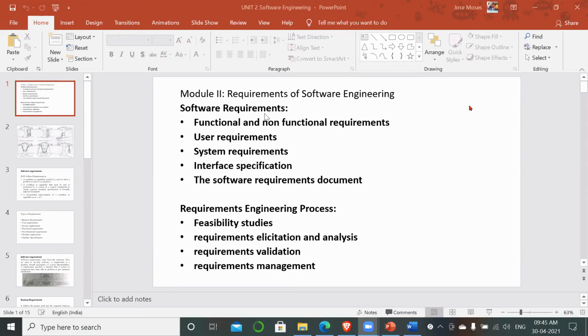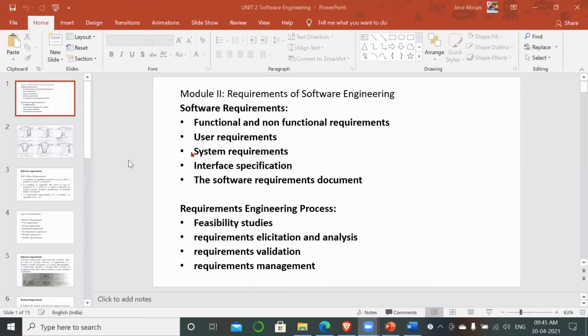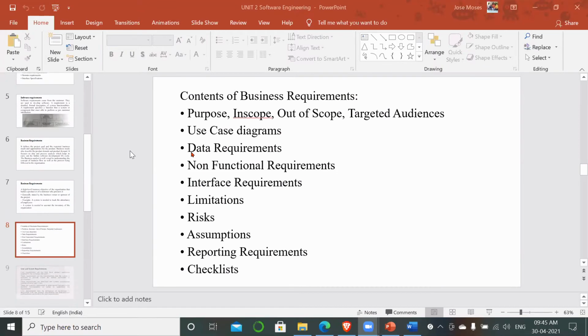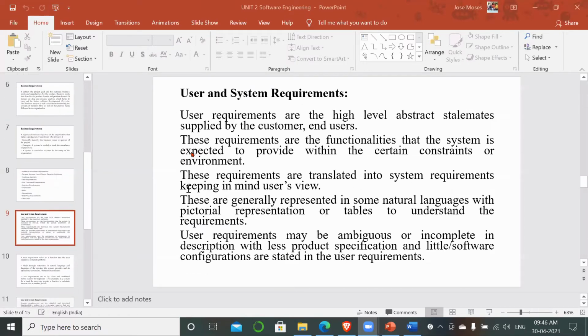We have spoken about the software requirements. What are the different types of requirements that we have? And what is meant by business requirement? What do you mean by user requirement, system requirement? And now we are talking about functional and non-functional.